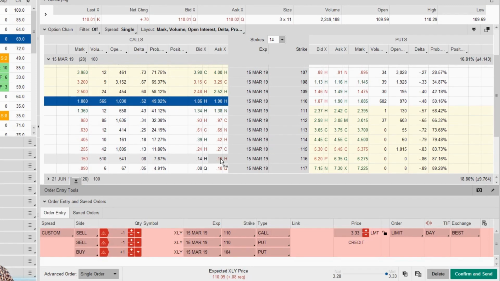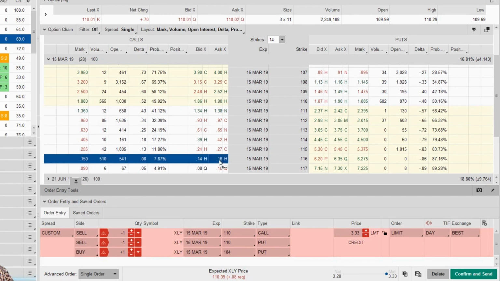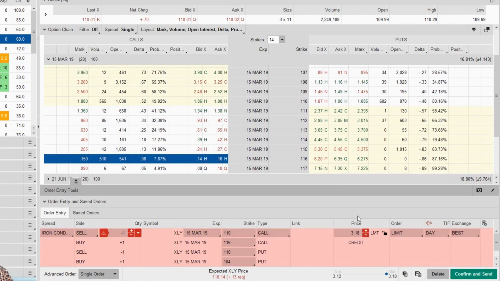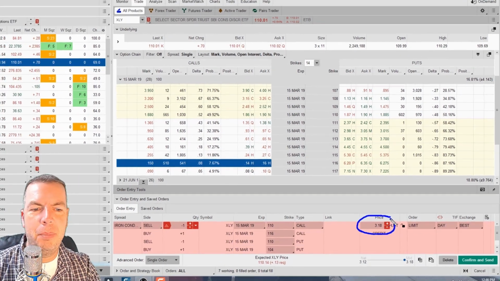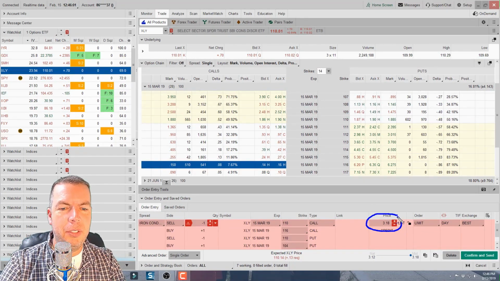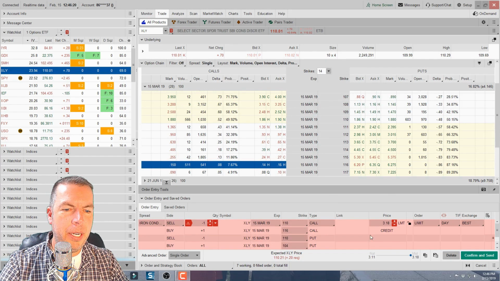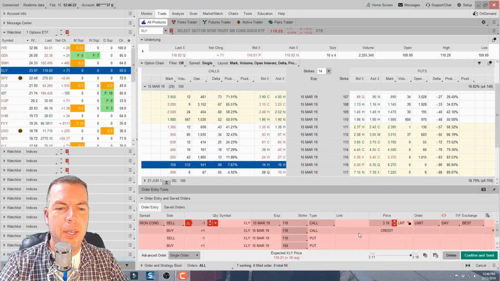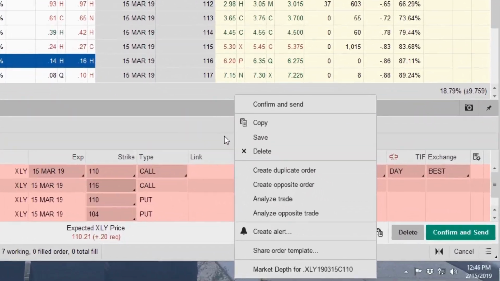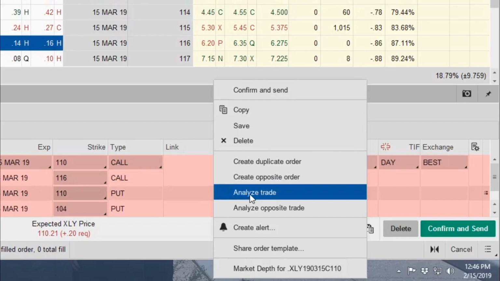So again, hold down the control key, and we're going to click on the ask again, and now you can see that this will be trading at $3.18 if we were to sell this iron butterfly just as it is. So let's go ahead and analyze this, and we'll throw this into our analyze tab, and we'll see what our percentage of profit is on trading this. Just right click anywhere on your trade and then go analyze trade.